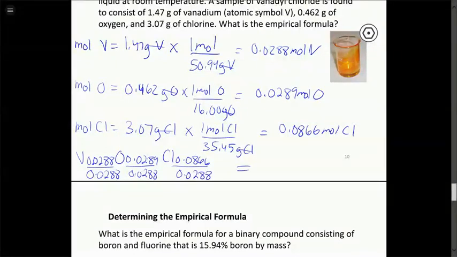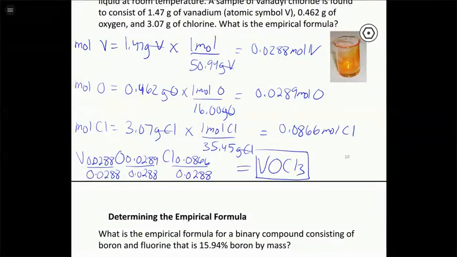And when we do that, we get 1 vanadium, because that divides to 1. For oxygen, 0.0289 divided by 0.0288, that would come out to something like 1.001. That's pretty close to 1, so we'll call it 1. We don't have to do anything to that. And then finally, Cl, 0.0866 divided by 0.0288 is exactly 3, so we get VOCl3. Alright, so we're just taking these molar amounts and converting them to whole numbers by dividing them. And in this case, we can stop here because we don't have any fractions or decimals left. We can just report that as the empirical formula and we're done. And so that is the empirical formula of this compound.